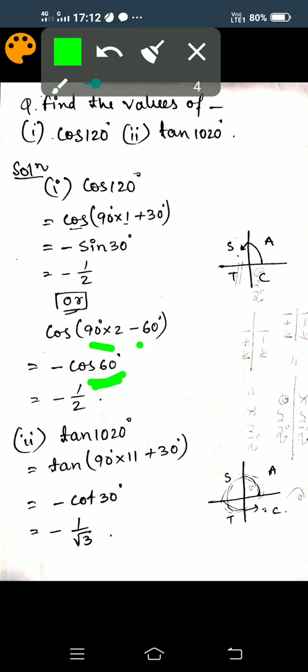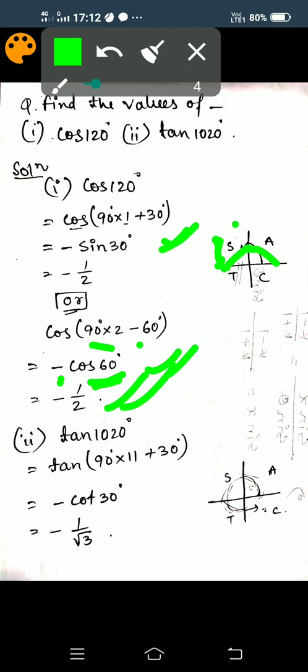Now check the quadrant of the function. 90 into 2 minus something, 90 into 2 means 180, up to this, another 90, this one. 90 into 2 means here, we are here, minus something, that means back in the second quadrant. So in the second quadrant cos is obviously negative, so this sign will be negative. Ultimately you will get the same answer. You can follow any one method, no problem.